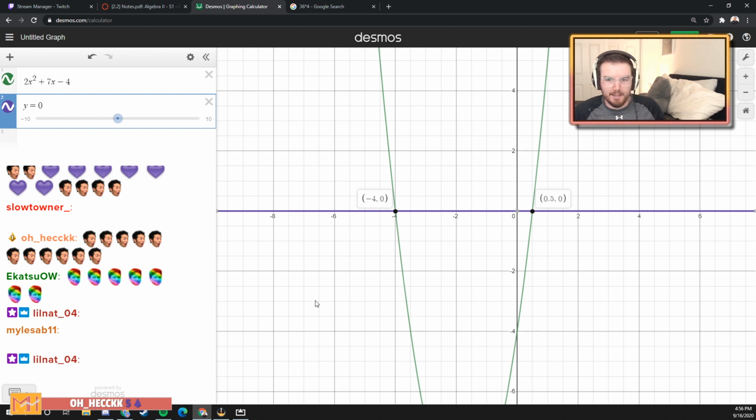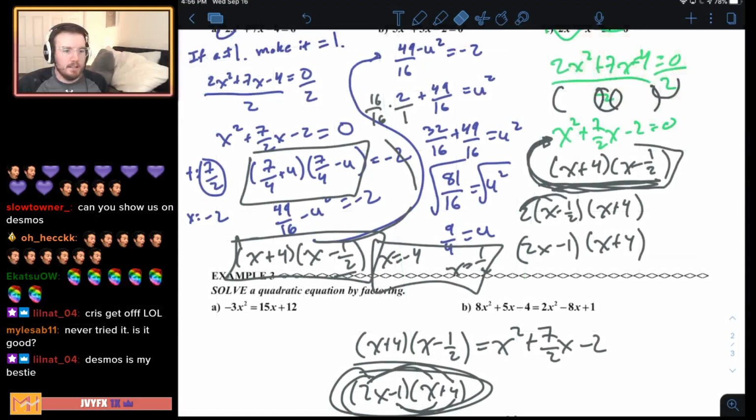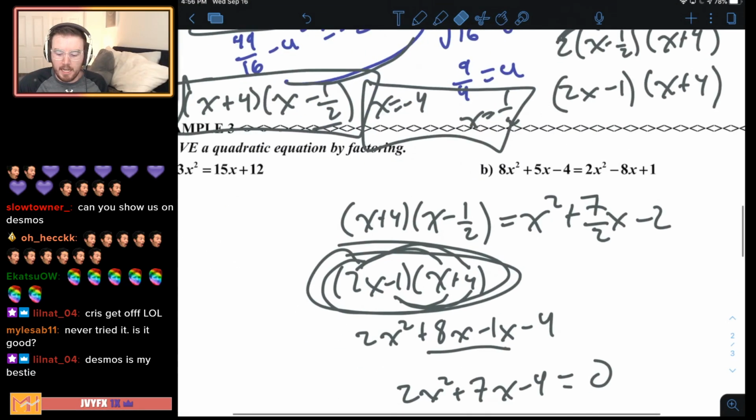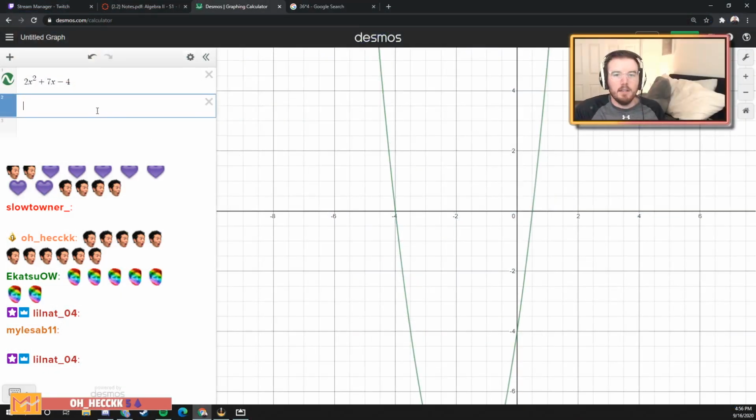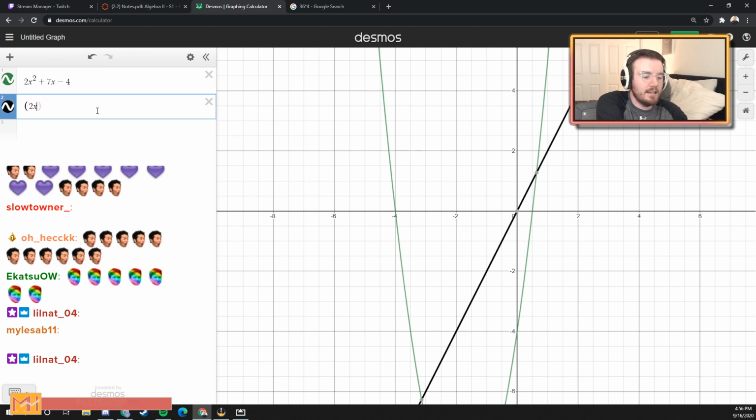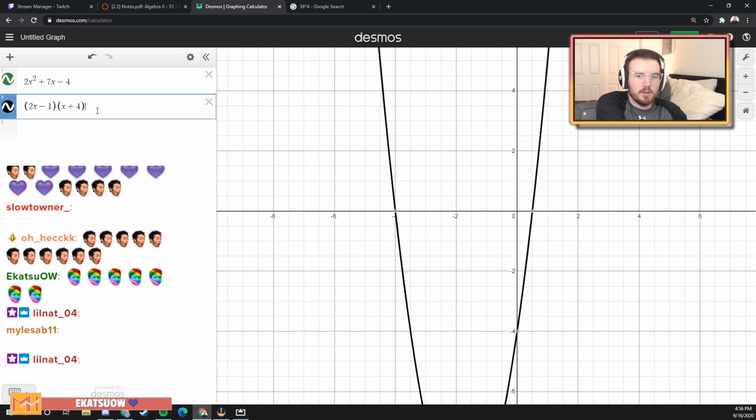Desmos is my bestie. But Desmos will not tell you the work that I put in, 2x minus 1 times x plus 4. It's just not going to tell you that, right? We solved for that. There's no magic machine that's going to tell you that.